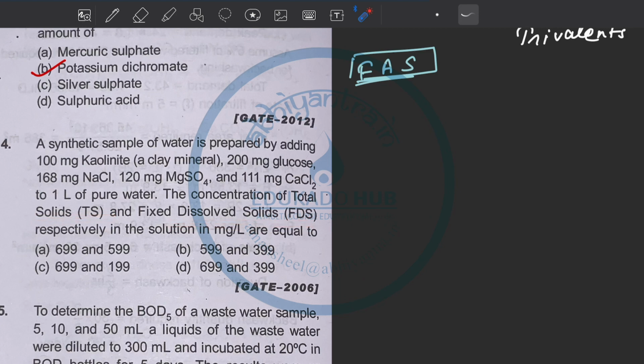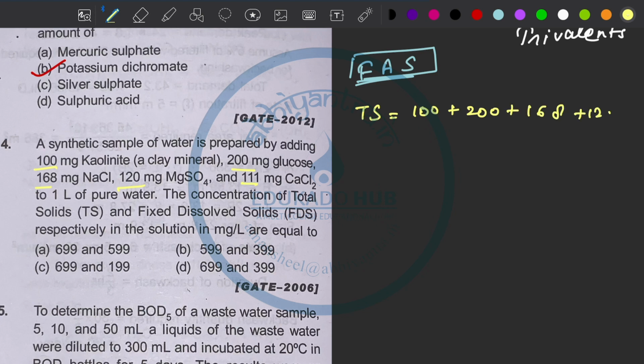So the total solids are nothing but the amount of everything. We can add 100 plus 200 plus 168 plus 120 plus 111, which comes out to be 699 milligram per liter. And we know that clay is not dissolvable in water, right?